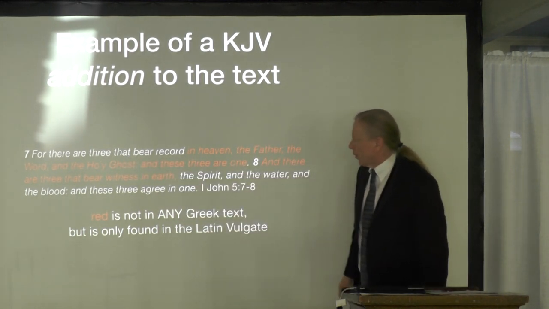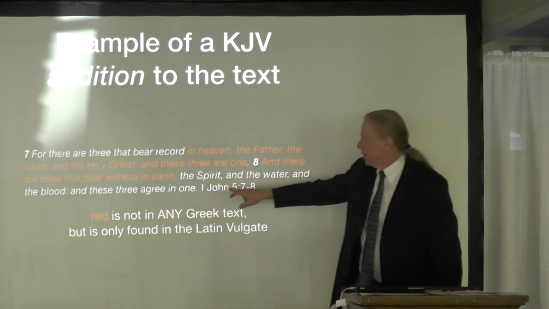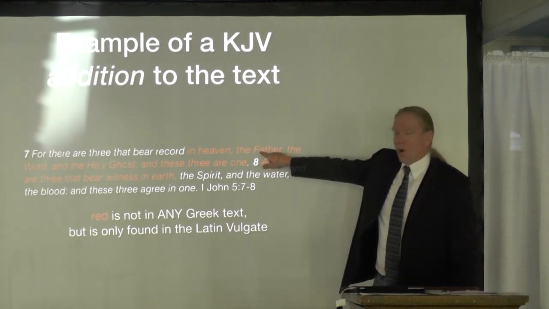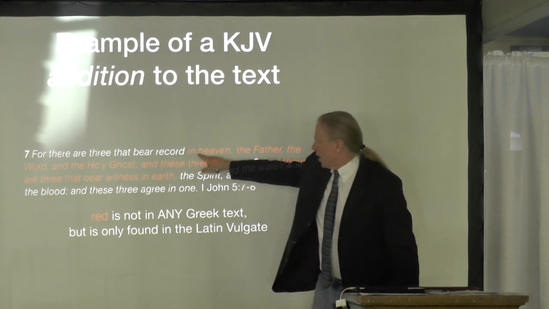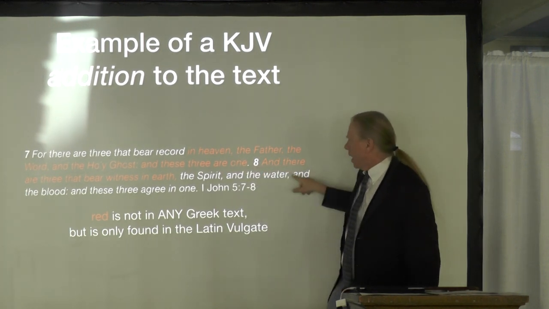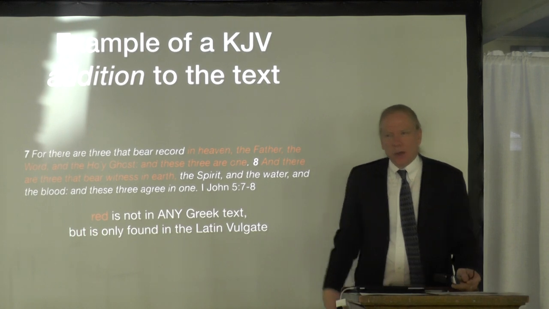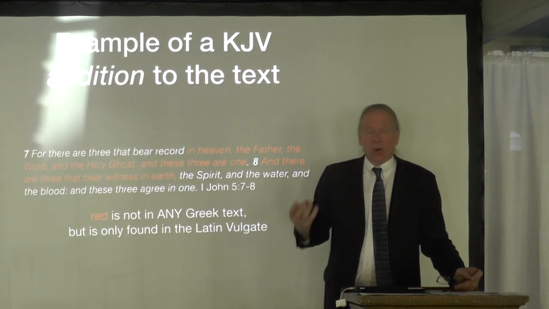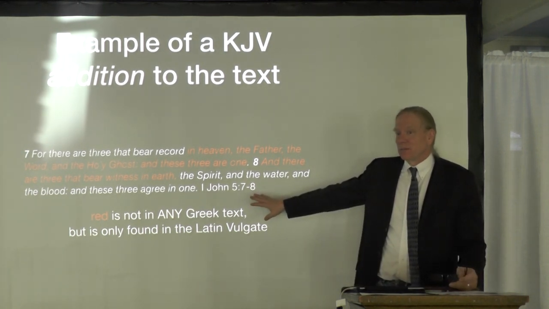This is what the Bible actually says. For there are three that bear record, the Spirit and the water and the blood, and these three agree in one. 1 John. This is only found in the Latin Vulgate. For there are three that bear record in heaven, the Father, the Word, and the Holy Ghost, and these three are one, and there are three that bear witness in earth. It was probably an addition that was added in the Latin Vulgate to combat some form of heretical doctrine. But it isn't in any Greek text.